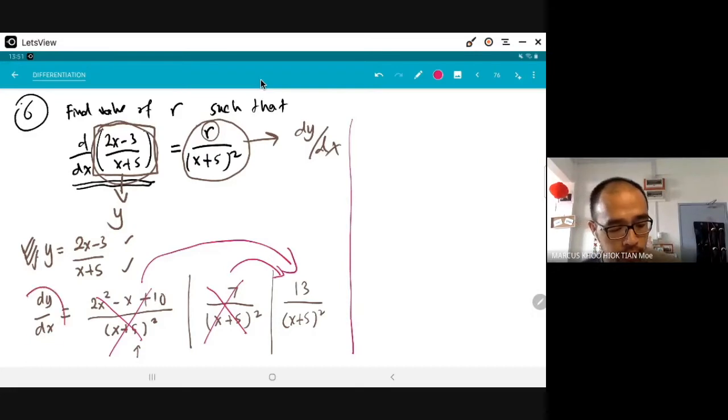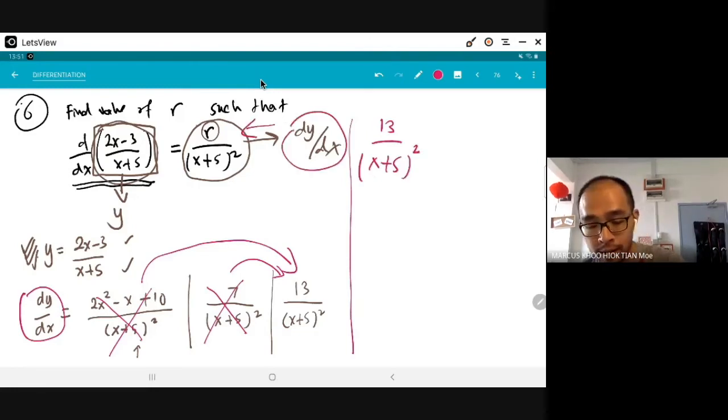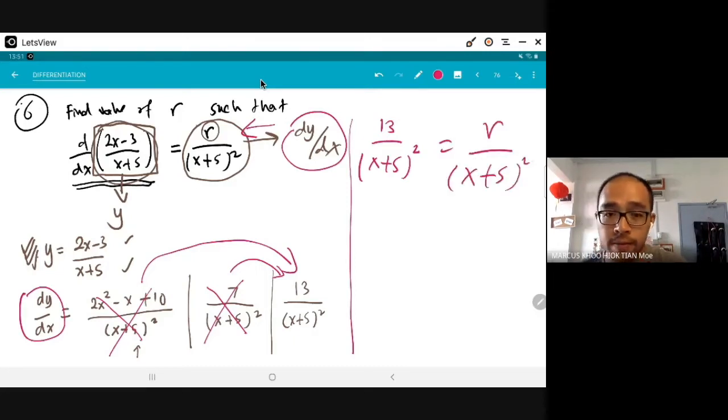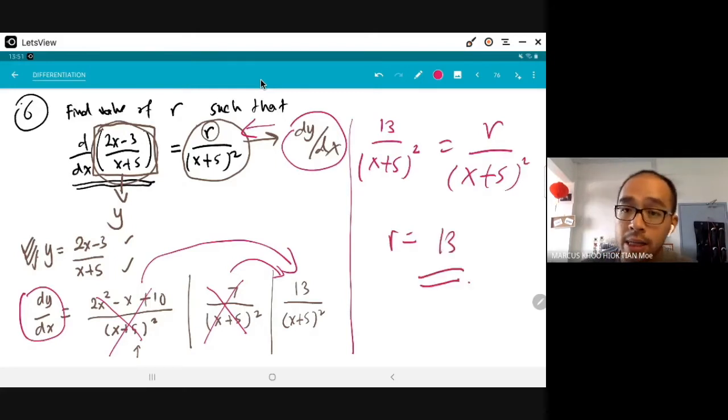So this is why you get this. When you find the dy dx from the original one, you get 13 over x plus 5 square. Dan dia sudah beri dy dx dalam bentuk R. Can you tell me what is the value of R? Kan senang kan? R equals to 13. And that's how you would do it.